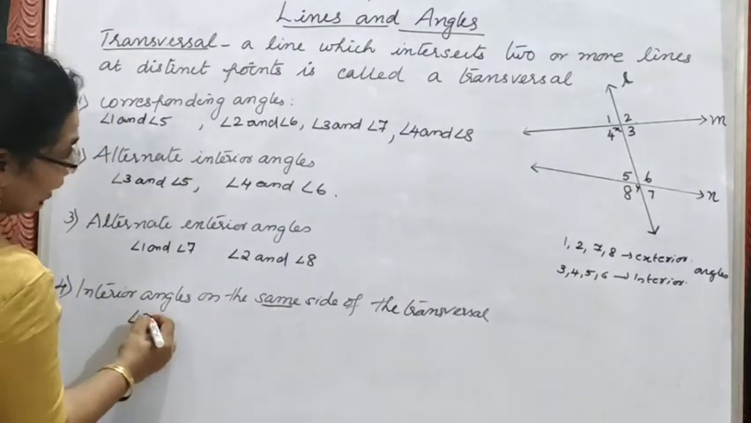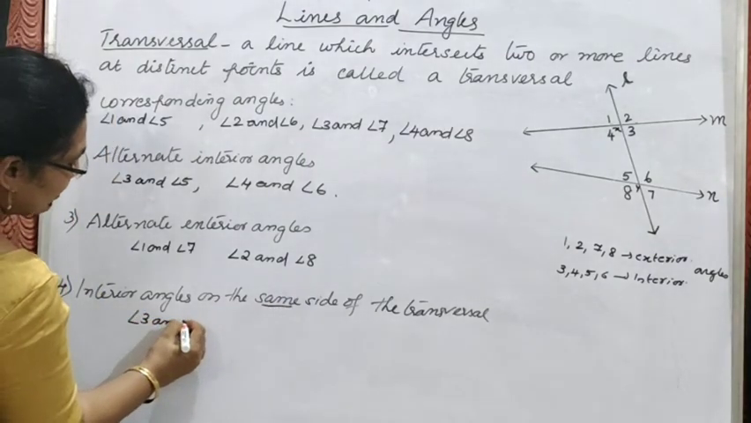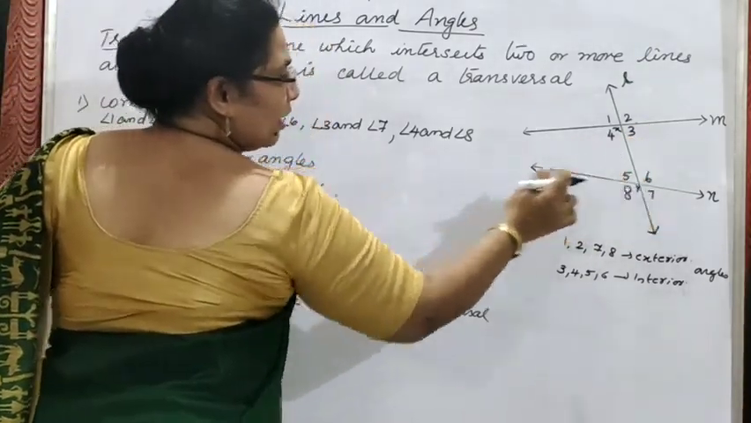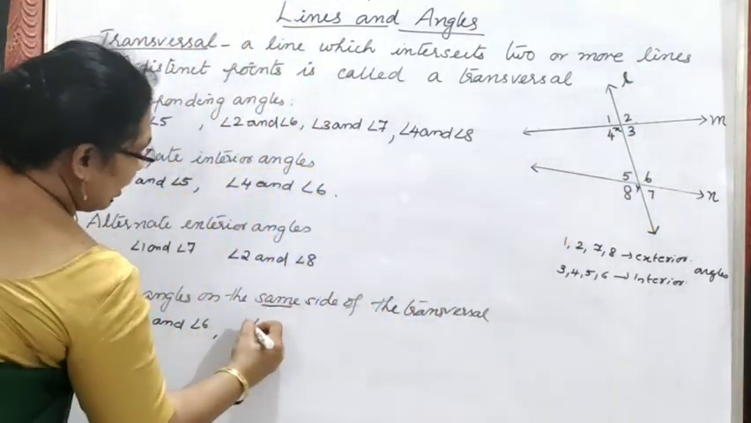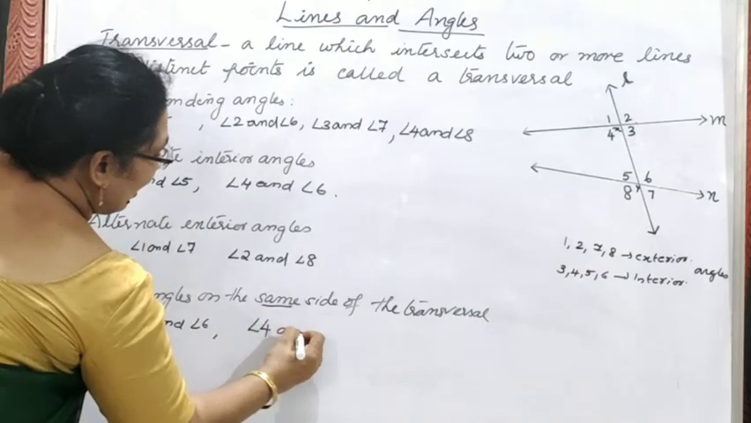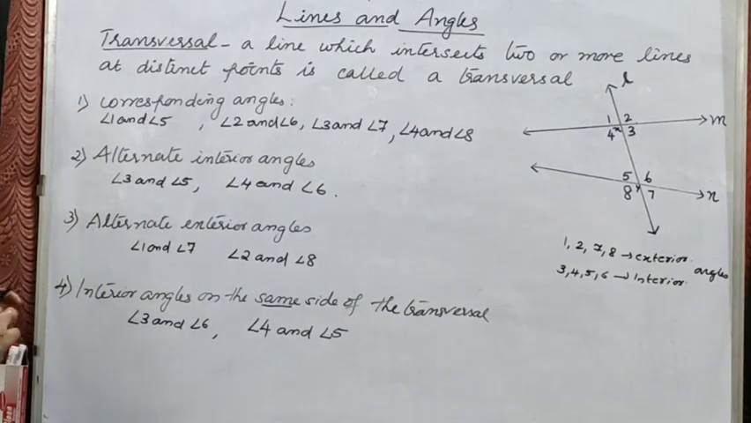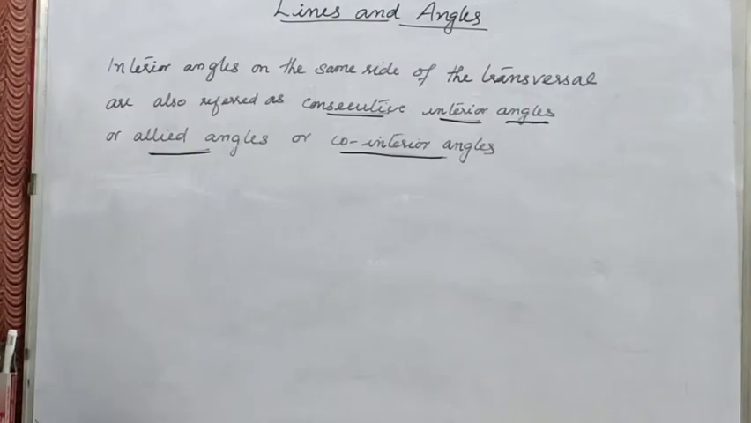So angle 3, if we take the same side, it is angle 6. Angle 3 and angle 6 are on the same side of the transversal. Similarly, angle 4 and angle 5 are on the same side of the transversal. Just recalling the names of the angles that we have studied in the lower classes.